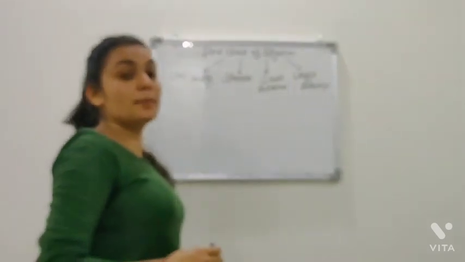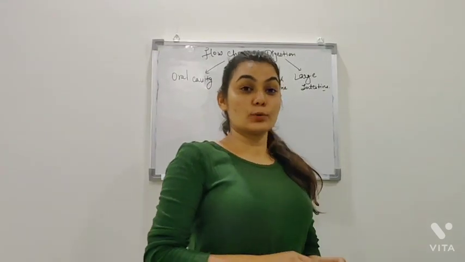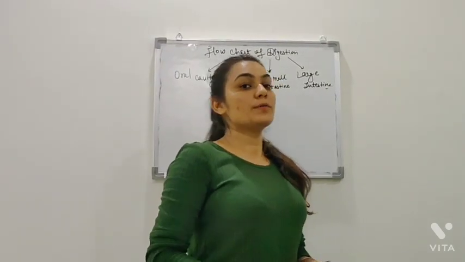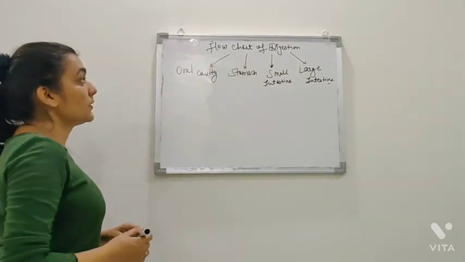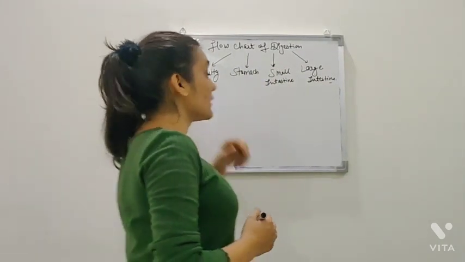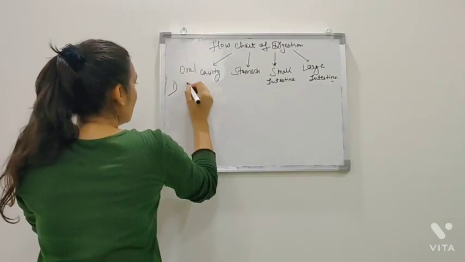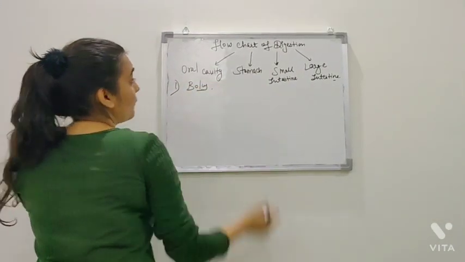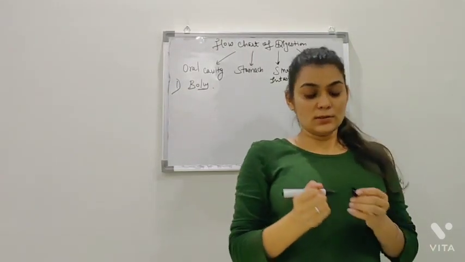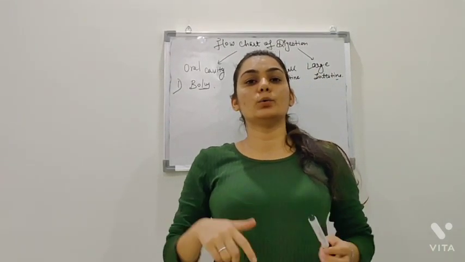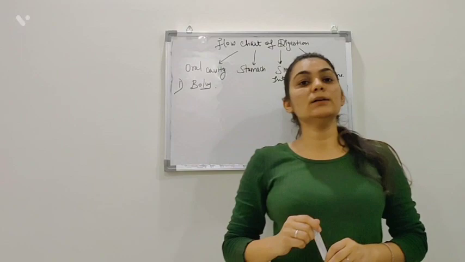Now we are discussing the flowchart of the digestive process so that you can remember it more quickly. First, the food enters our oral cavity. The first term we are discussing is the bolus. What is bolus? Bolus is simply the food that enters the oral cavity and is mixed with saliva.